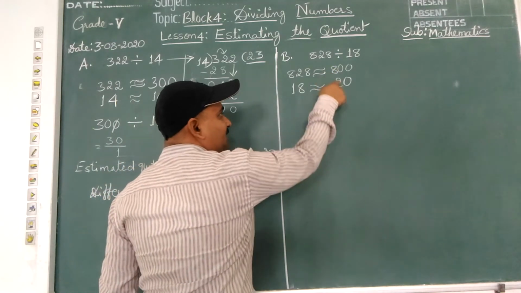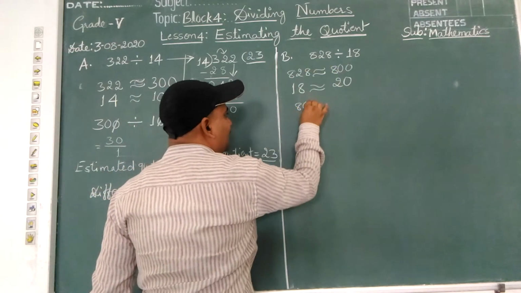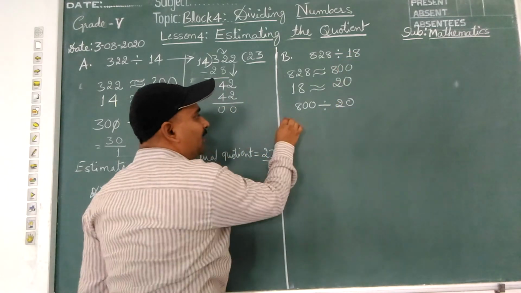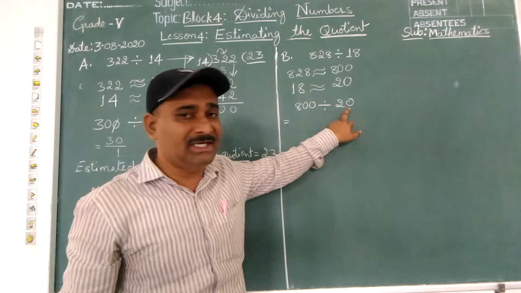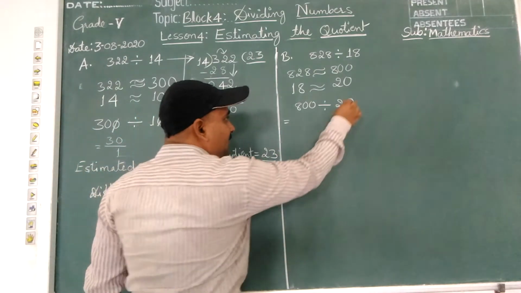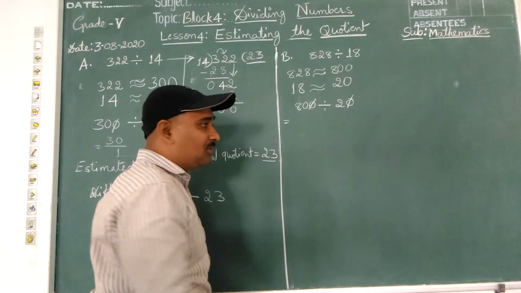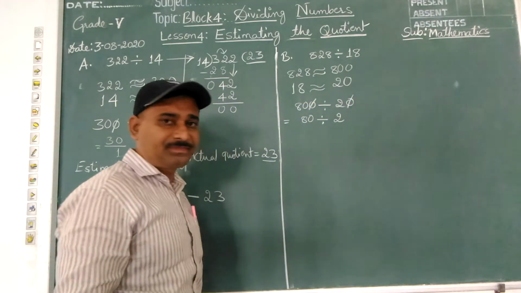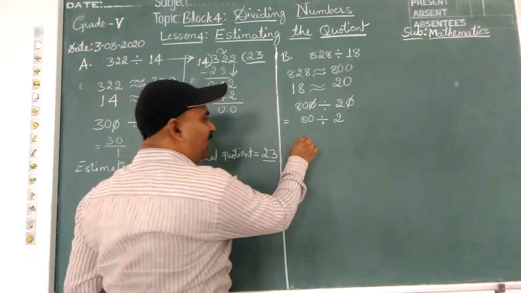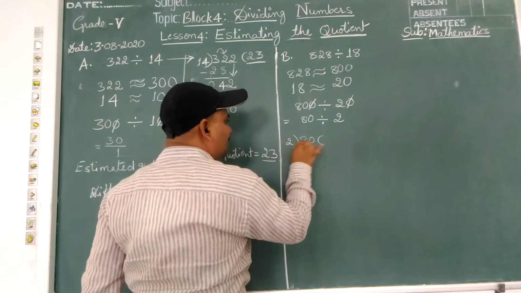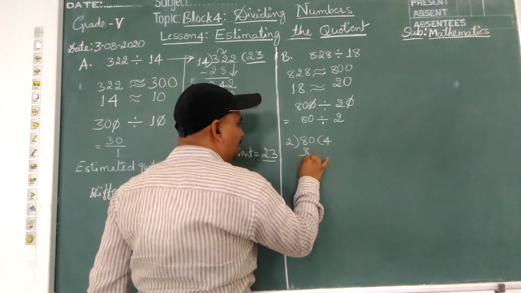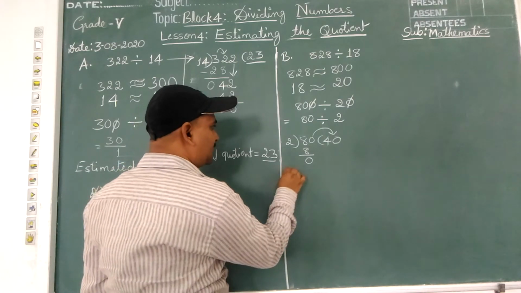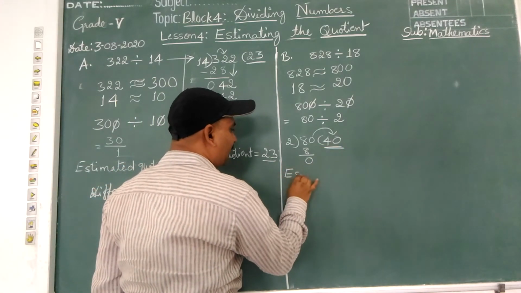Now we should divide these two, children. 828 is 800, divided by 18 is 20. You know very well from the first lesson how to divide with multiples of 10, 20 and all. 0, 0 get cancelled. First 0. Numbers left are what? 80 divided by 2. You can do this 80 divided by 2 easily, children. 2 4s are 8. And this 0 we should write here. So estimated quotient, how much did I get? 40.